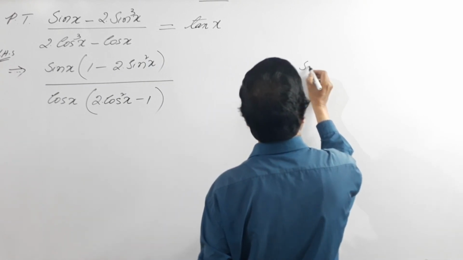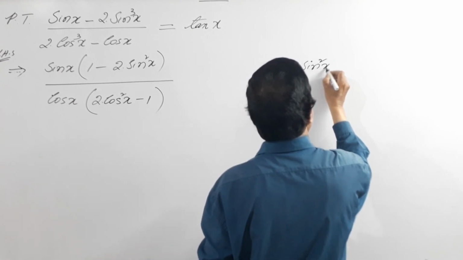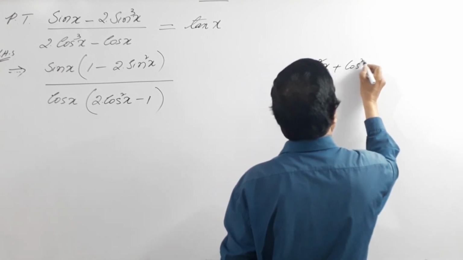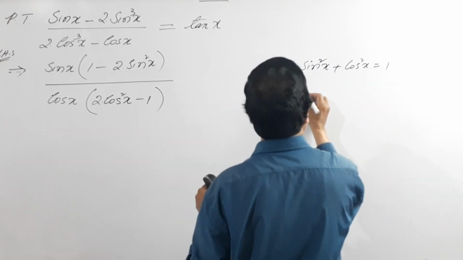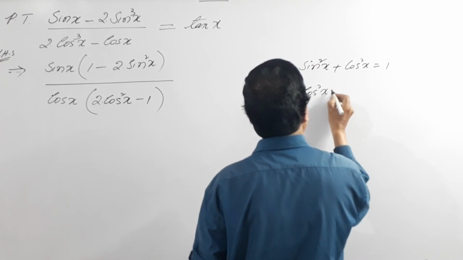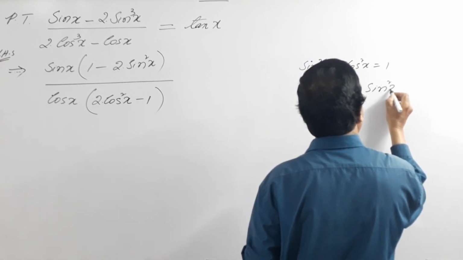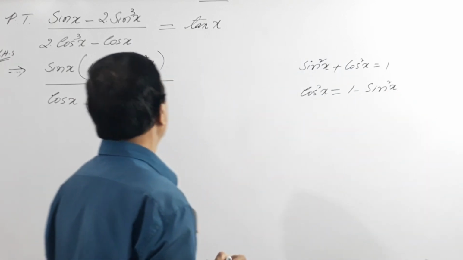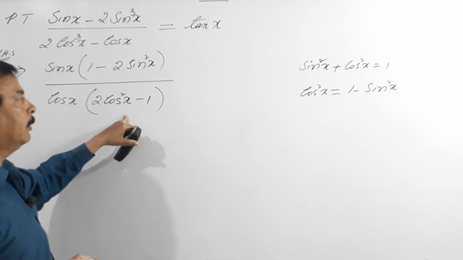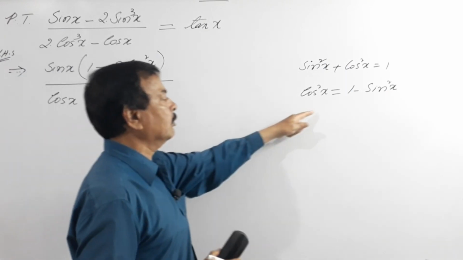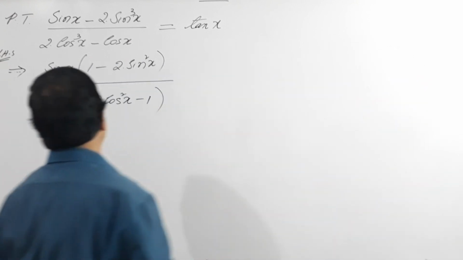So that is sin square x plus cos square x equals 1, or I'll take this cos square theta. Cos square x equals what? 1 minus sin square x. So I'll catch hold of the denominator and try to solve this. So cos square is 1 minus sin square x. I love this.